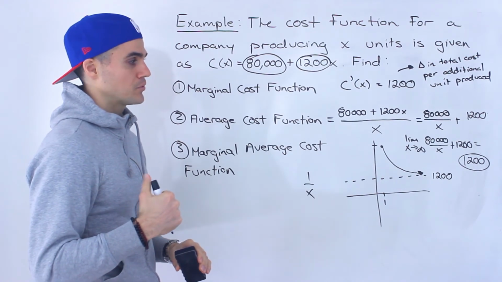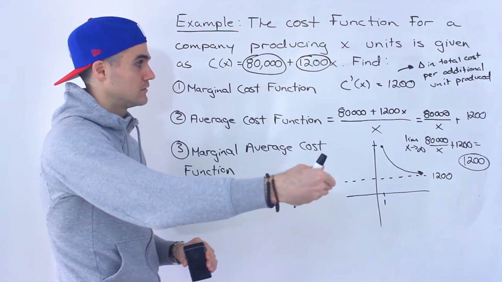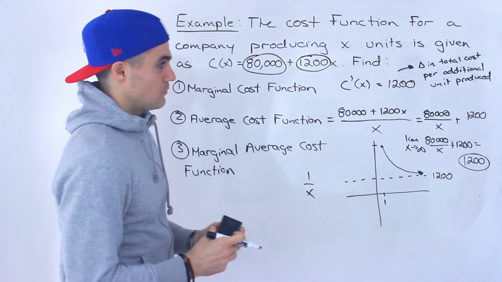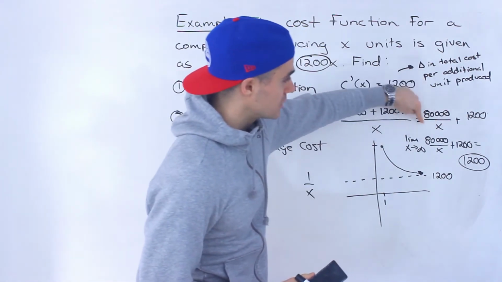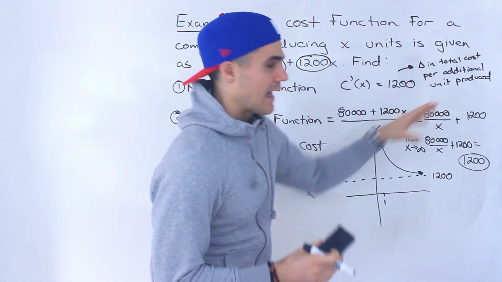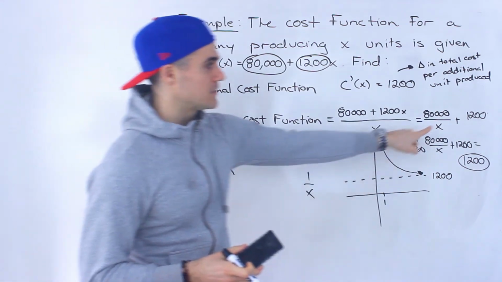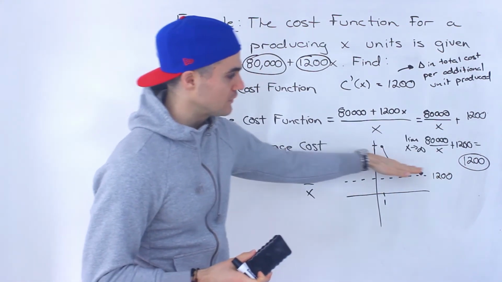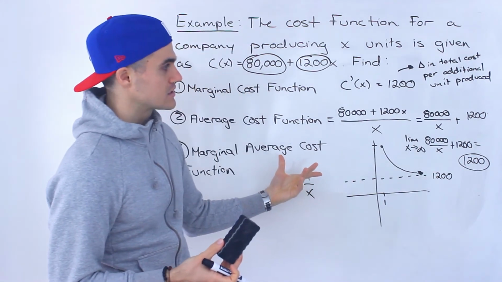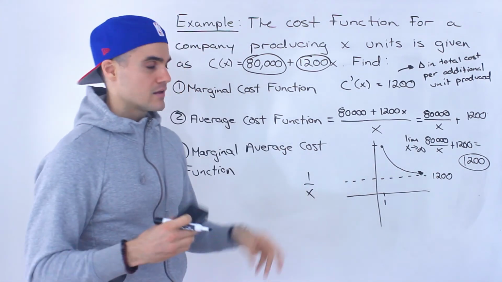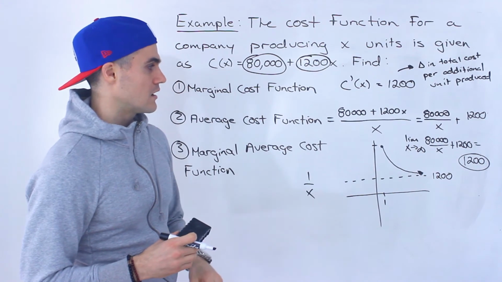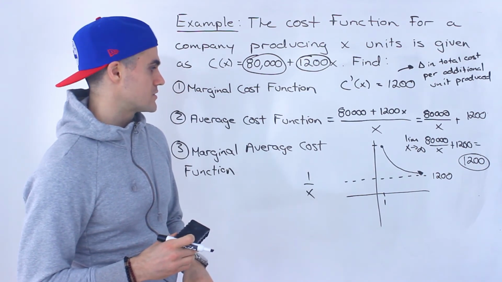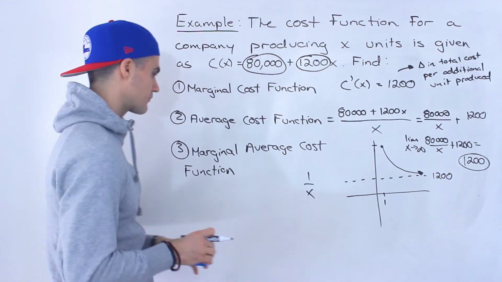But let's say that you were producing 10 million units, right? Well, now this portion is going to be a lot smaller, and that average cost per unit is going to be a lot closer to 1,200. And eventually, as you go to infinity, that average cost is just going to end up being the variable cost of 1,200. So I thought I would mention that.